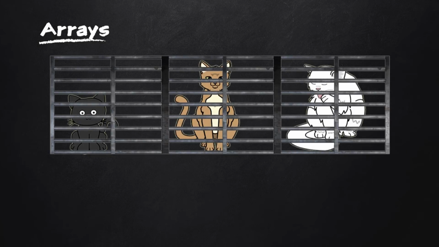Let's talk about arrays. So what is an array? This is an array. Someone may ask, how come you say a cat cage is an array? Let's take a closer look at this cat cage. Notice that this cat cage has 3 cells, and only 3 cells. Or we say the cat cage has a fixed length.